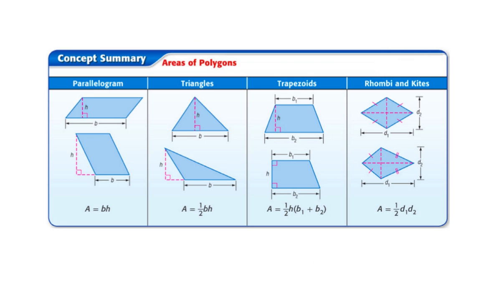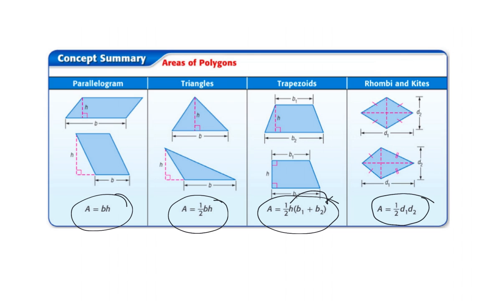This is just a recap of the formulas that we have gone over in the last two lessons. We have our parallelograms, which includes rectangles and squares: in any parallelogram, the area is equal to base times height. Triangles, area is equal to 1/2 base times height. Trapezoid, 1/2 B1 plus B2 times h. I just put the h at the back. And then rhombi and kites are 1/2 diagonal 1 times diagonal 2.